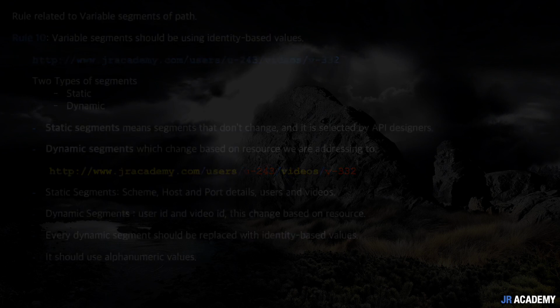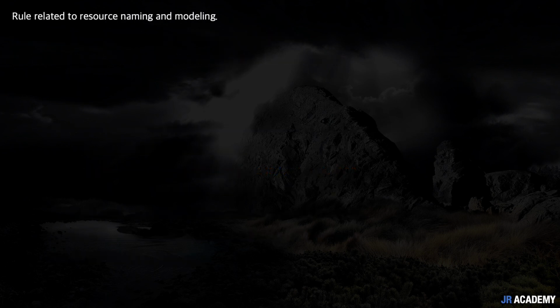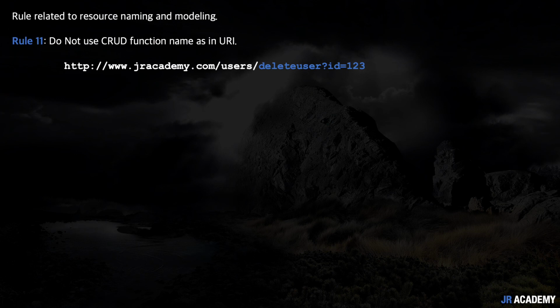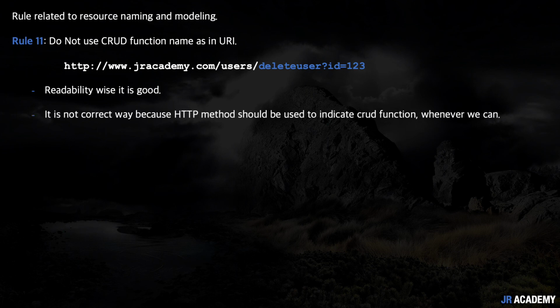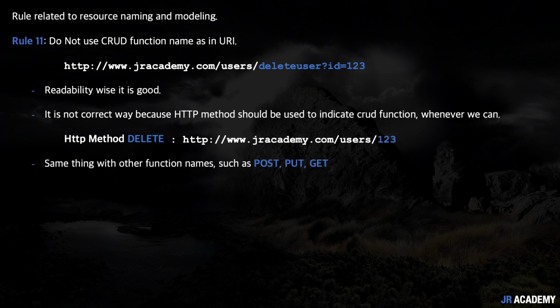And next, we have the last rule related to resource naming and modeling, which says not to use CRUD function names in the URI. And I would say not only CRUD operations, but we shouldn't expose method names in the URI at all. For example, sometimes we see an API something like this. Readability wise, this API is good and the consumer knows the function of this API. But it is not the correct way because the HTTP method should be used to indicate CRUD functions whenever we can. So this API is preferred like this, where we use the HTTP method delete to represent the delete operation. The same thing goes for other functions such as post, put and get.